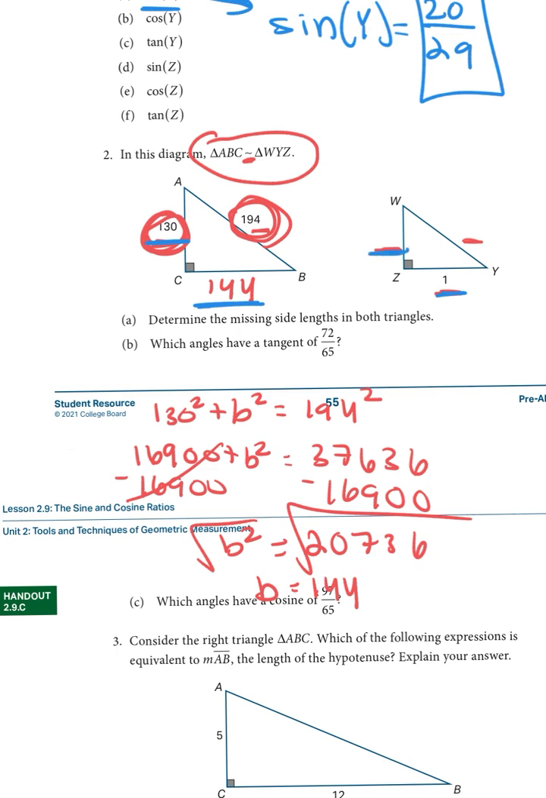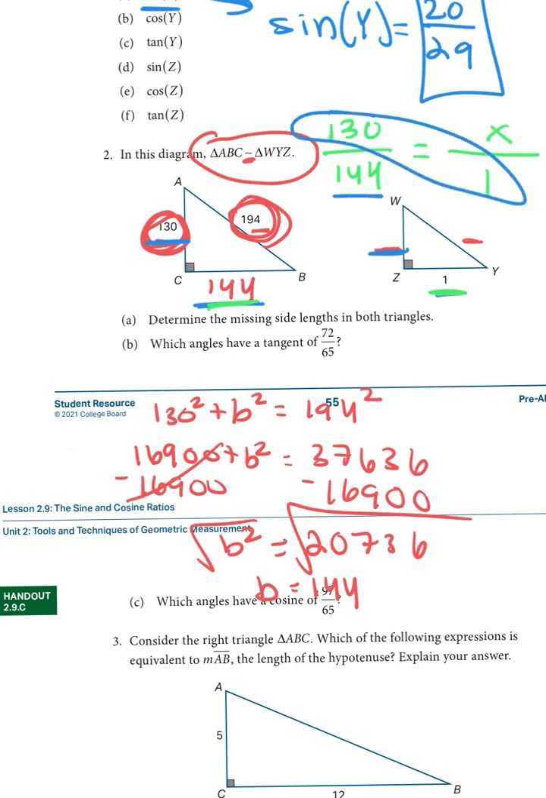So I can say 130 over 144 is equal to, with the 144 goes with the 1, so these two are together, so that has to go in the bottom, and I'm trying to find what this is. So I'm going to do 130 times 1, which is just 130, and then 130 divided by 144. Okay, and that will give you my x.